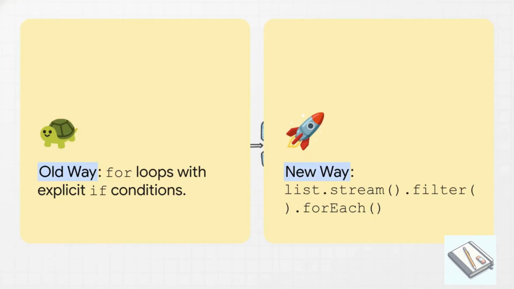Look at the difference here. When you use a stream, you just say list.stream, add a dot filter, and then a dot forEach. Boom. You are explicitly expressing what to do, not how to do it. It reads almost like plain English, doesn't it?